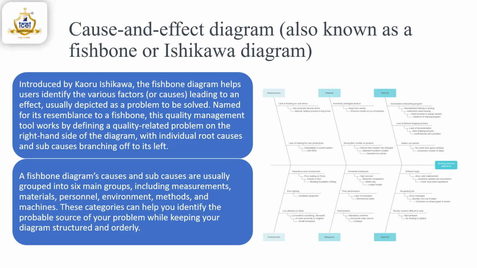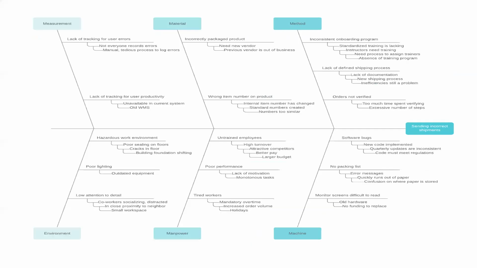In a fishbone diagram, causes and sub-causes are usually grouped into six main groups, including measurements, materials, personnel, environment, methods, and machines. These categories can help you identify the probable source of your problem while keeping your diagram structured and orderly. So on a large scale, if we see this is measurement, what are the lack of tracking or errors in the measurement can be listed here.